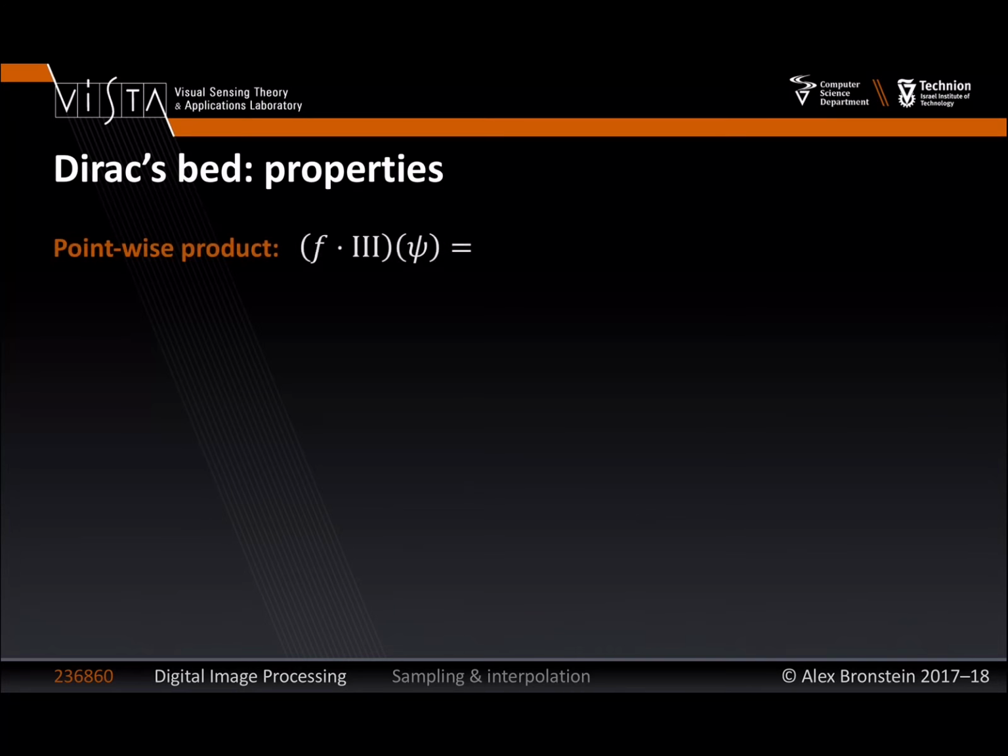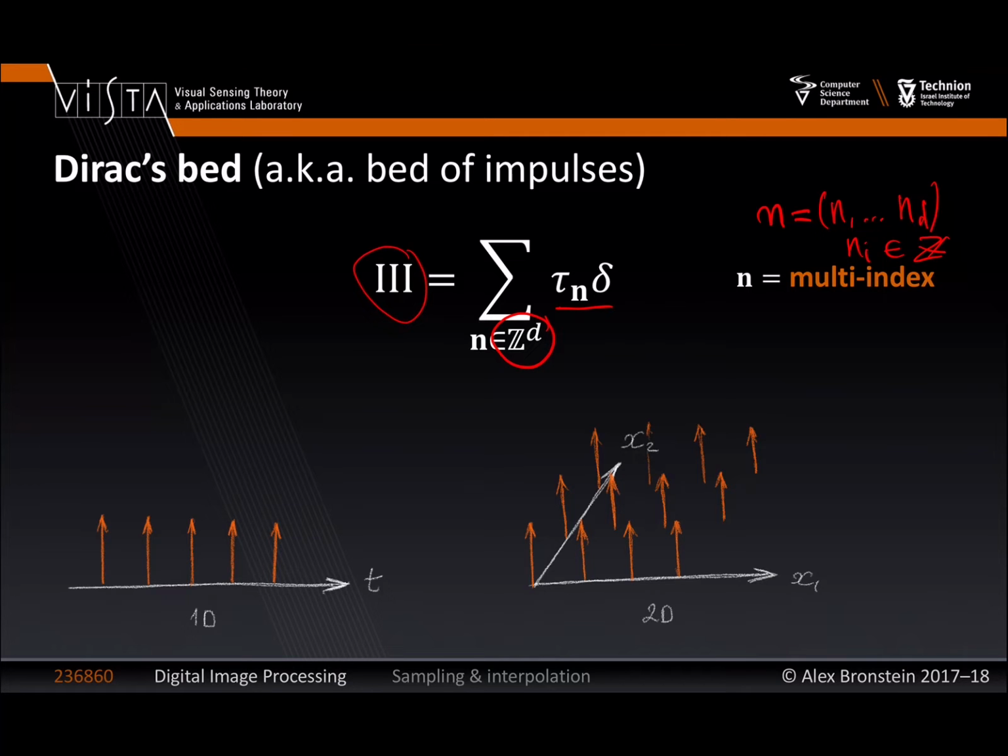Now let's look at the properties of these. I'm specifically interested in two properties of this Dirac's bed. I'm denoting it by this symbol because I just don't have enough typesetting skills to make three arrows like this. But I think it's a convenient symbol.